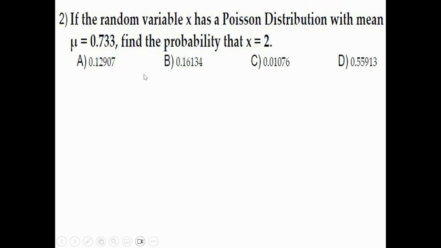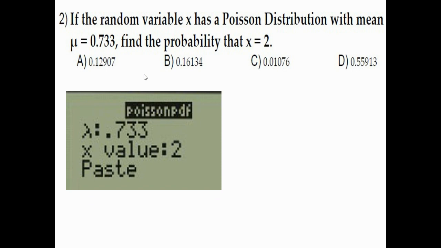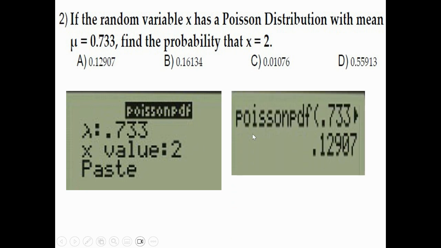All right, Poisson distribution. Number 2, random variable x has a Poisson distribution. The mean is 0.733. Find the probability that x is equal to 2. I go to second function bars, come down to letter C, Poisson PDF. I'm looking for exactly x, exactly 2. Put in my mean, 0.733, as I was given. My x is 2. What could be easier? You can see where I don't need any formula at all. My calculator returns 0.12907. Here it is, letter A.